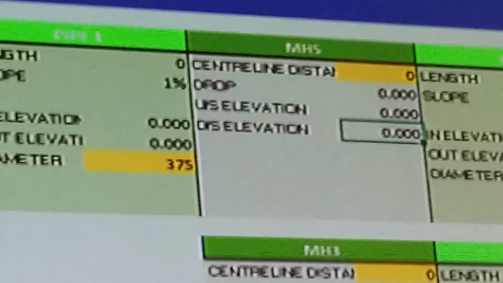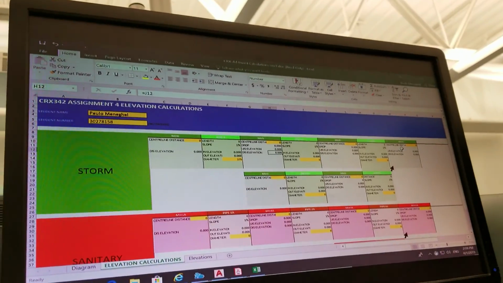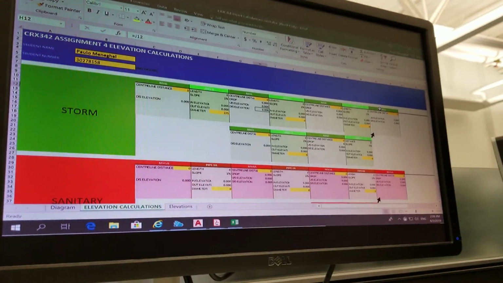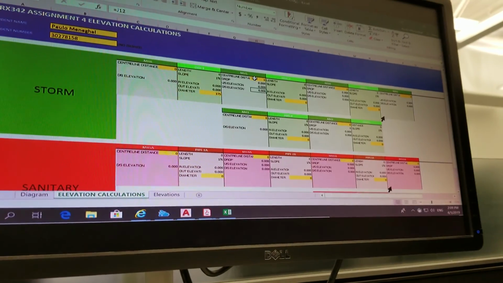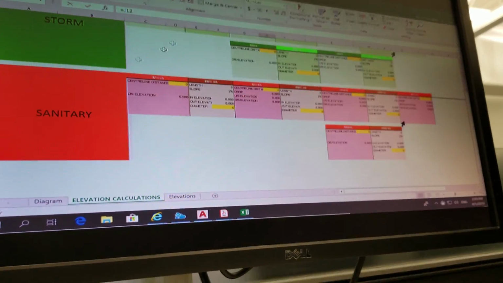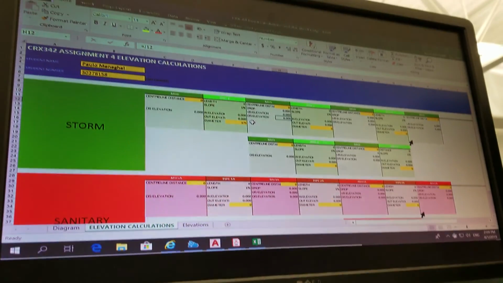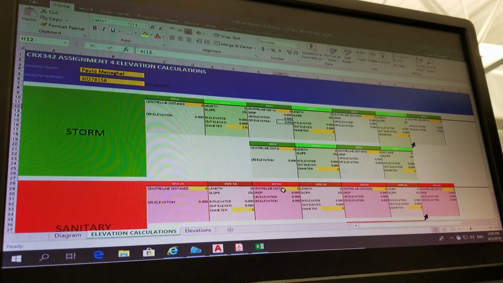Spreadsheet that is pretty much going to do the work for you as long as you put the right numbers in here. So you got to be careful of how to do this, okay? So I named this as manhole 1, pipe 3, manhole 4, pipe 2, manhole 5, 6, 3, storm, and sanitary. I'm going to do storm with you, and you do sanitary on your own.